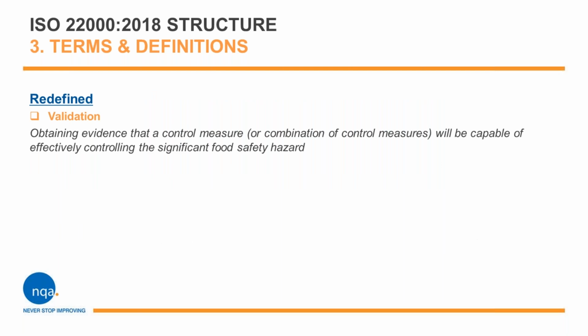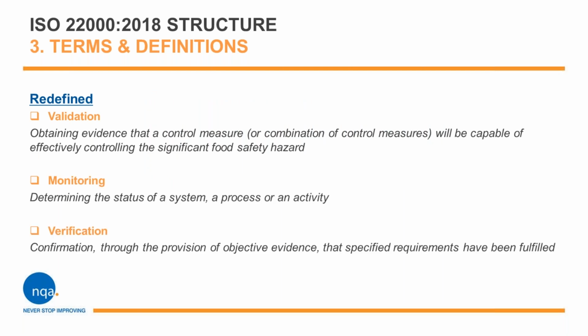There is just one other redefined term, which is monitoring. I just want to talk about these three because now they are quite clear, so there is no need for confusion in understanding the concepts of validation and verification. Validation is obtaining evidence that a control measure will be capable of effectively controlling the significant food safety hazard. So when validating, we are checking if in the future our activity is going to work, our control that we put in place is working, so our process is going to be safe. So it's kind of a future assessment.